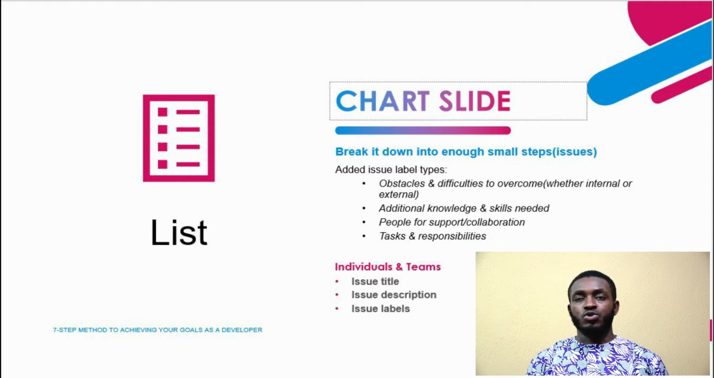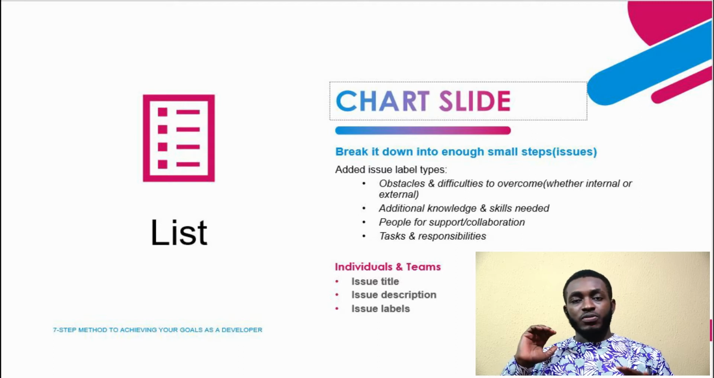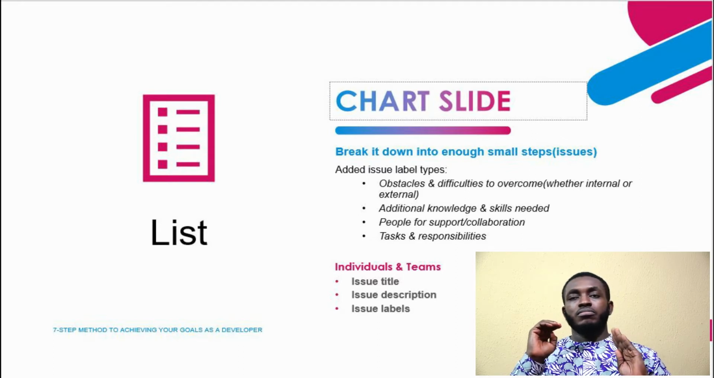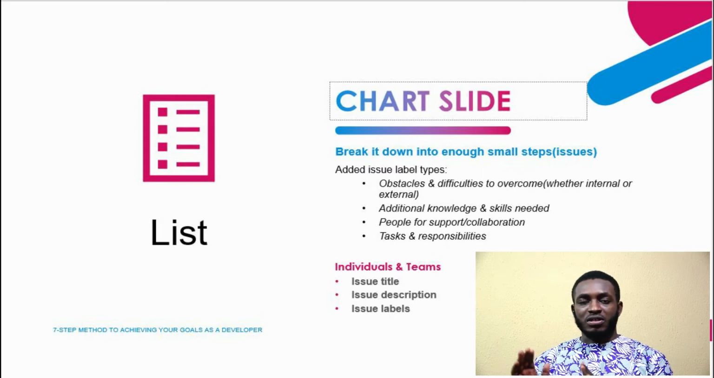Say for example, you're doing an e-commerce store. You will more likely need a graphics designer for your logo or a UI/UX designer for the prototype of your front-end app. Another category is maybe tasks and responsibilities, so maybe to buy a domain name, get access to a hosting server and all of that. So you group that as another category for issues.